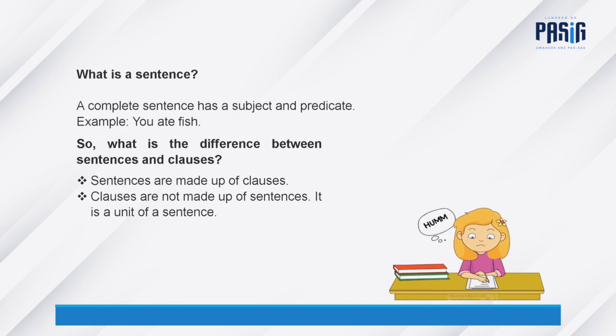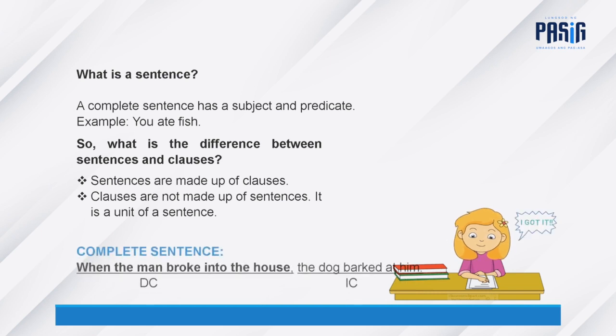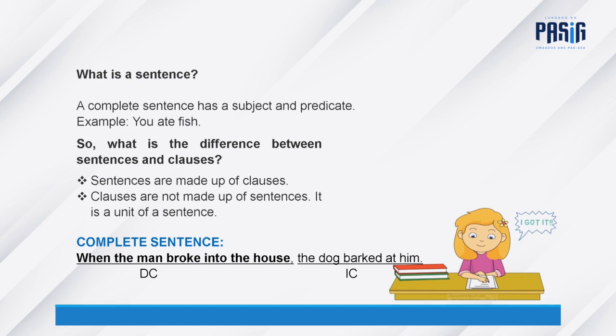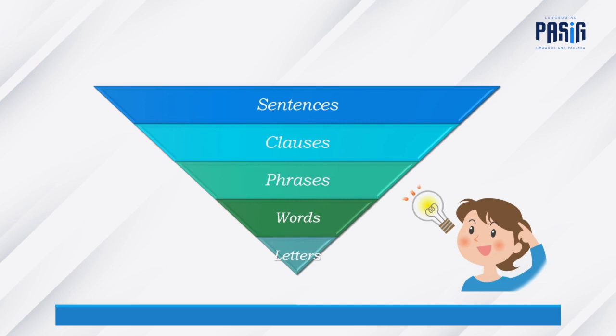Let us go back to our previous example. When the man broke into the house is an example of a dependent clause. The dog barked at him is an example of an independent clause. When these two are combined together, it forms a complete sentence. In other words, a sentence is at a higher level than a clause. Take note of this illustration to better understand the hierarchy of each structure.